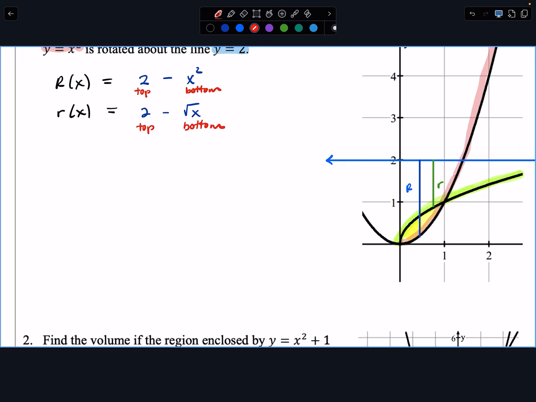Now, just to kind of show you guys what this is going to look like, if the line was down here, we were rotating around. Don't draw this, just look what I'm doing. And this was big R, and this was little r. Do you guys see how now this would be the top function, and this would be the bottom function? That's the only time that it will switch, is if it's underneath, okay?